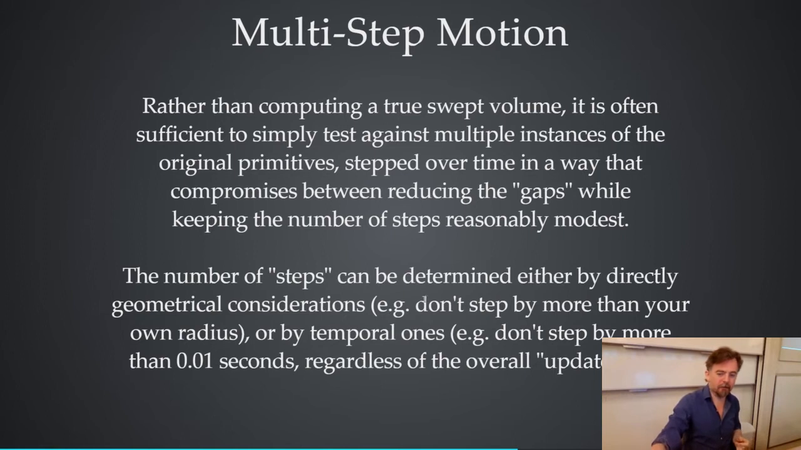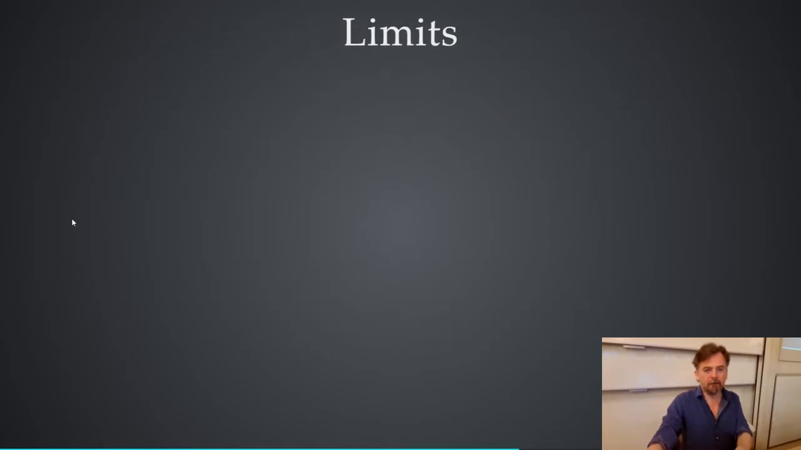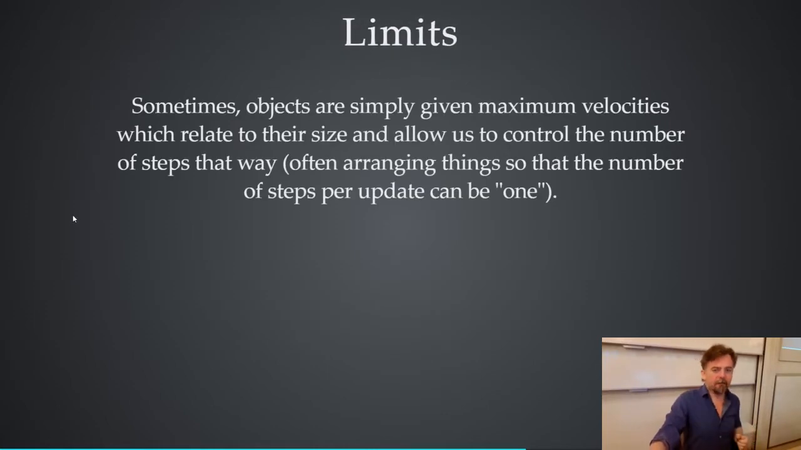So you can do things like that, yeah. Don't move by more than your own radius, or don't move by more than some small amount of time if you've got a particularly fast-moving object. The other thing you can do, sometimes there is a natural maximum velocity to an object, and that way you can just compute ahead of time what the right sub-step should be.